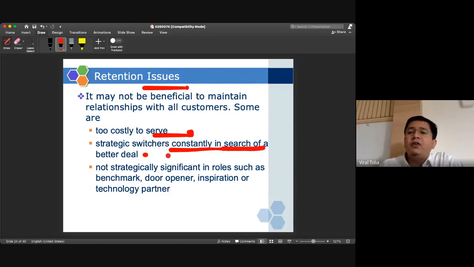So one day they are with you, tomorrow if somebody else is giving something better, they will jump to them. So they are strategic switchers. They exactly know when to take the advantage. And if you are wasting too much time maintaining a relationship with them, these people are already very logical in nature and they don't want any kind of relations with you. They are practically not interested in that.